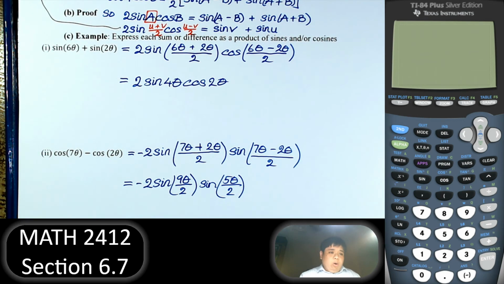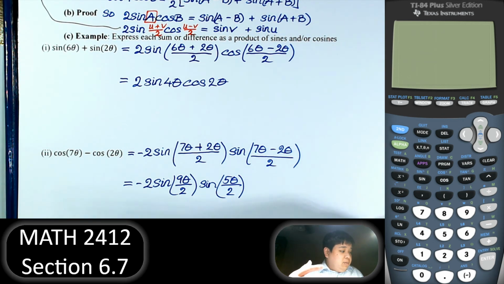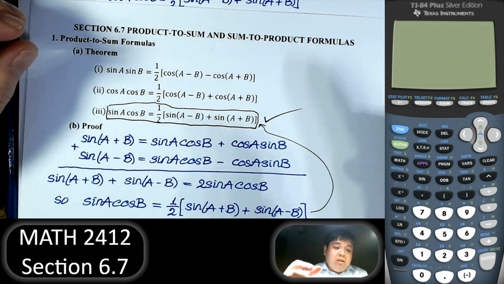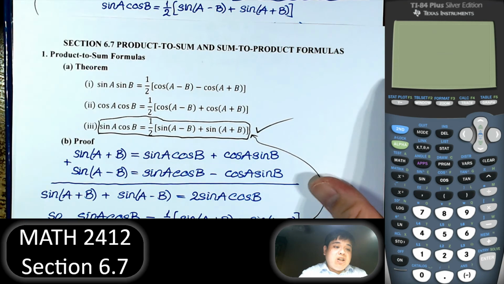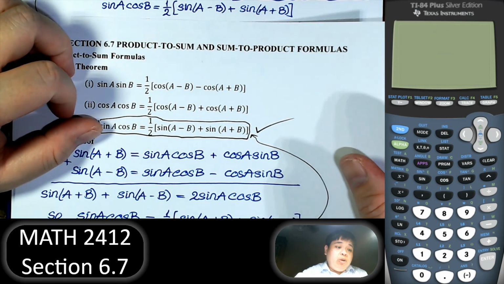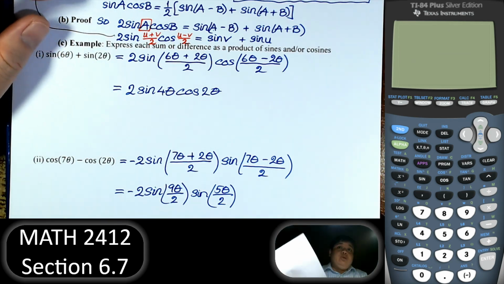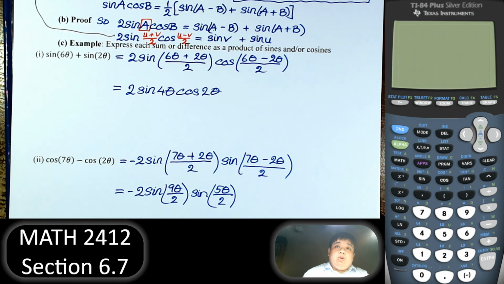I just want to go over a couple of examples here because the point of this section is how do we link the sum and the product together. And of course, we can go from one side to the other easily. For the proof of that, we start from the sum and the difference identities. That's all I want to cover in this section.